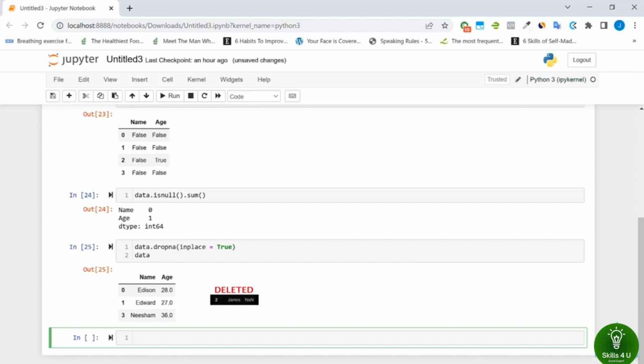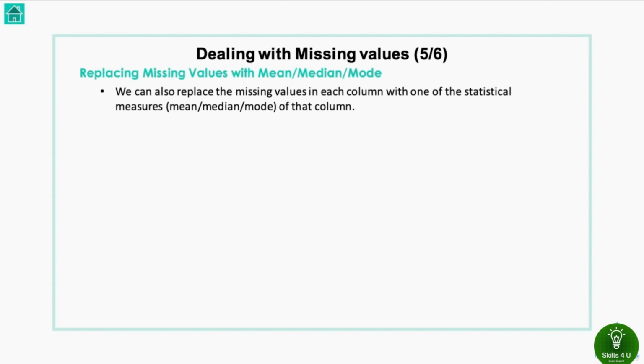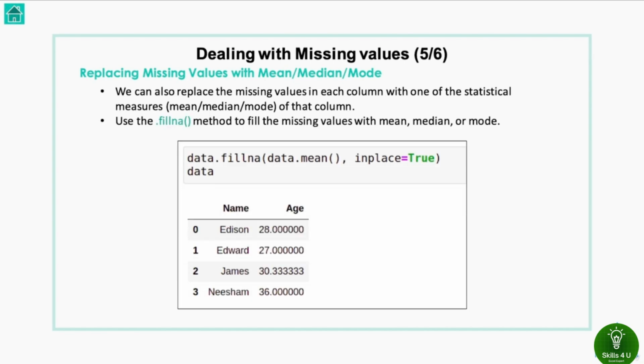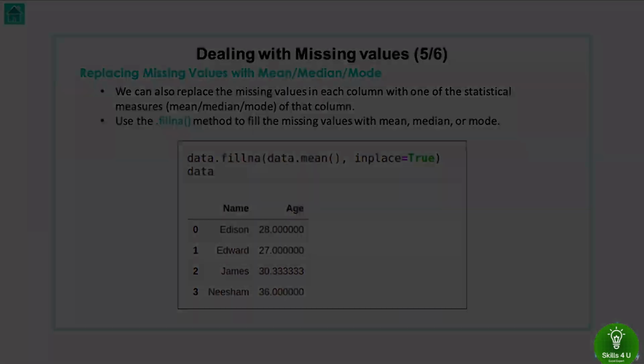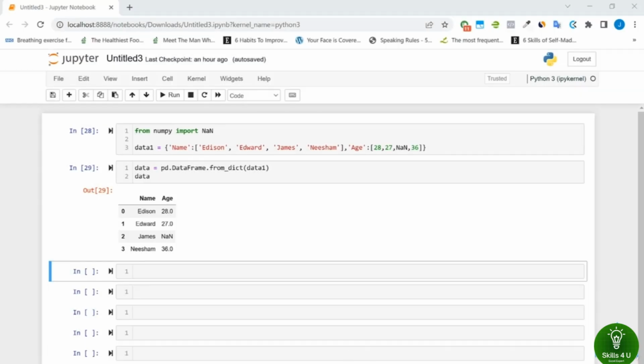age column. We can also replace missing values in every column with the mean, median, or mode of the respective columns using the .fillna function. Let's see how we can replace missing values with the mean values. Let's replace the missing values in every column of our data by the mean of the respective column. It is very easy in Pandas using the .fillna method, which automatically fills the missing values of every column by the mean of the respective column.